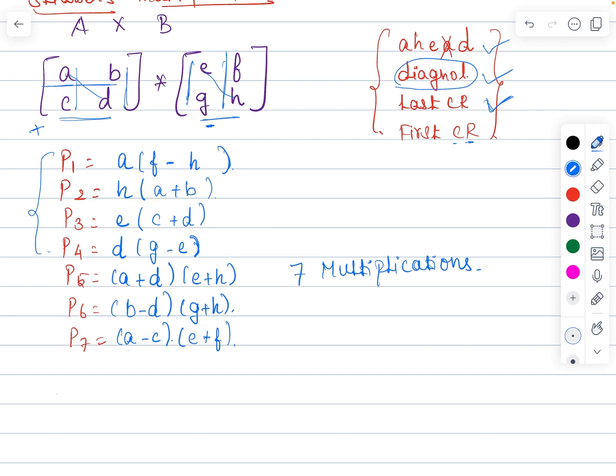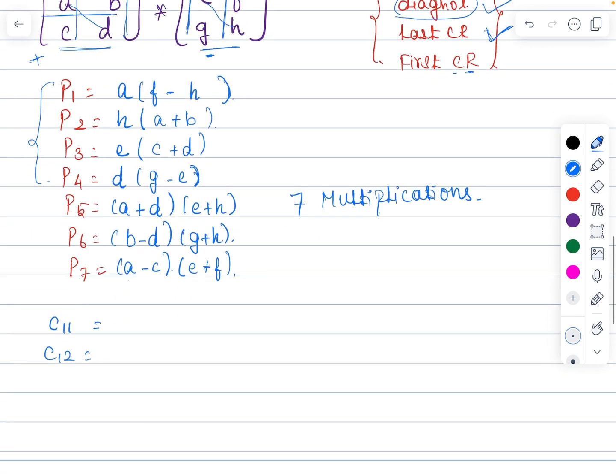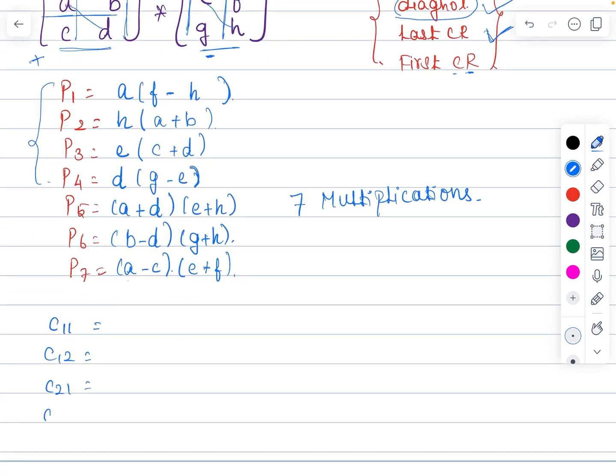So to generate the resultant matrix, C11, C12, C21 and C22. Finally a resultant matrix like this would be generated, right? Some value for C11, C12, C21 and C22. This is going to be our resultant matrix, right?